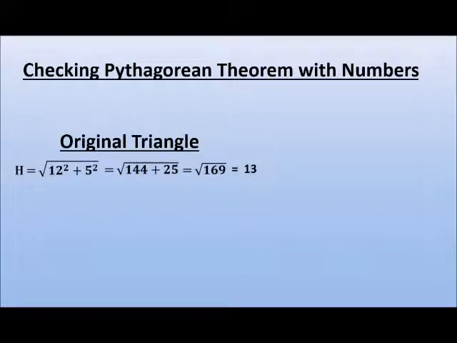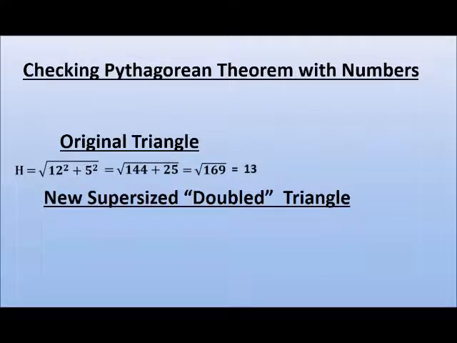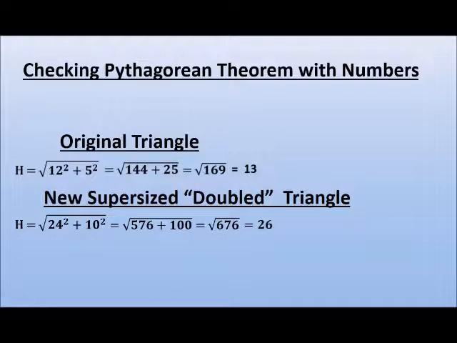Next, let's see what happens with a triangle whose legs are double the length, in other words, 24 and 10. Plugging those numbers in, we get 26, or twice the value of 13. As you can see, when we double the 12 length to 24 and the 5 length to 10, then the hypotenuse doubles from 13 to 26.